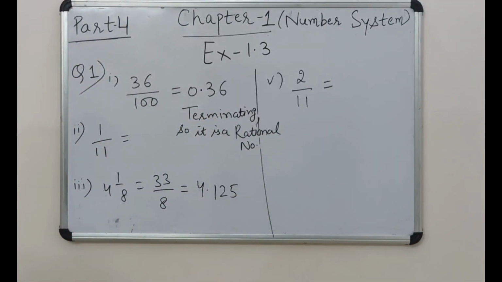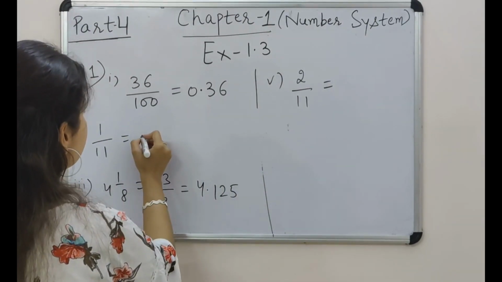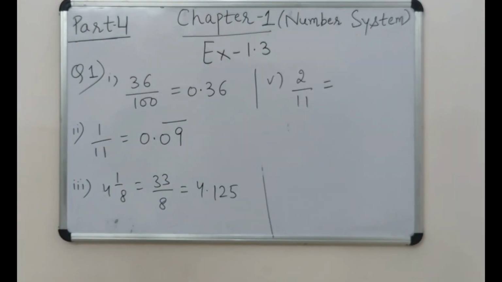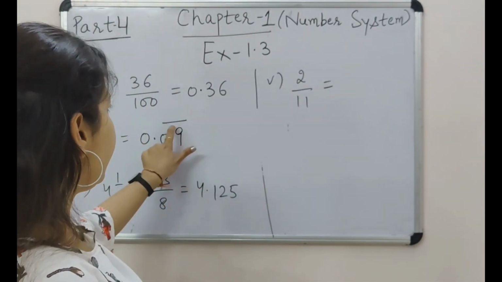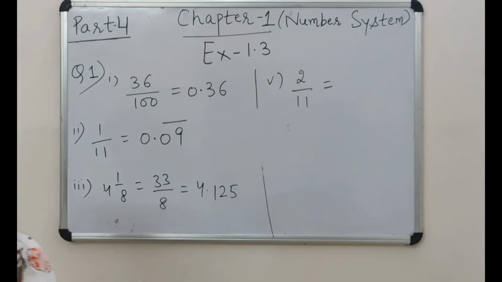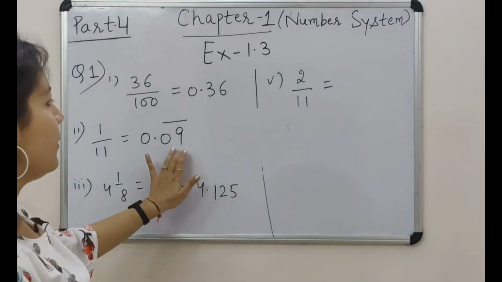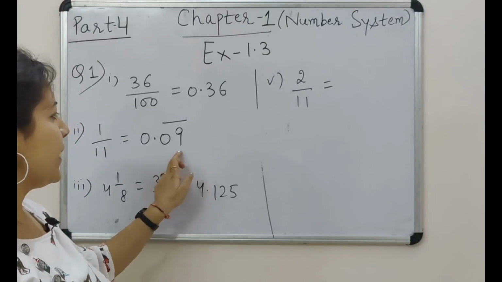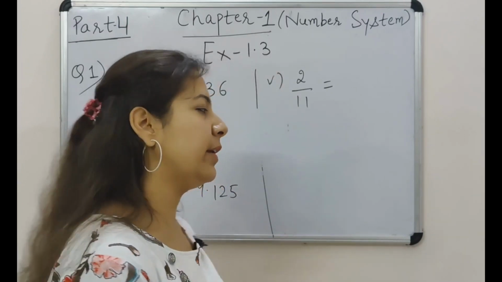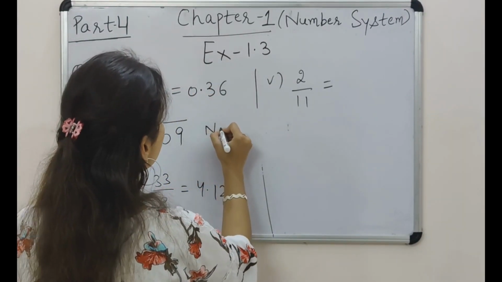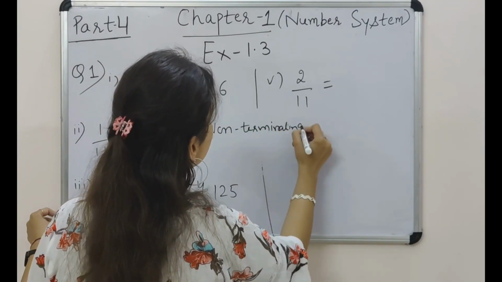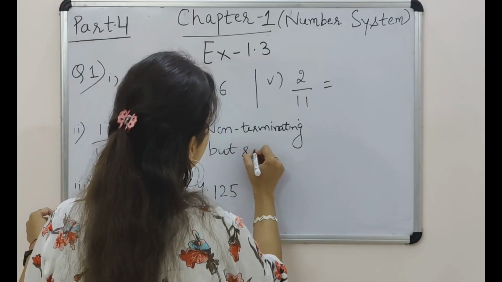The second part is 1 upon 11. After simplifying its decimal, this is what you are going to have. It's 0.09 with a bar over it, and the bar is the indicator that these two digits repeat themselves again and again. Of course, it falls under type B, the second category of rational numbers, when the decimal doesn't terminate. It is non-terminating but recurring.